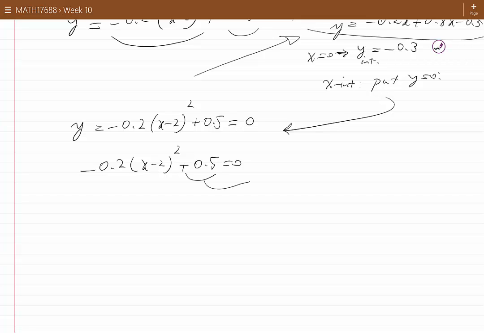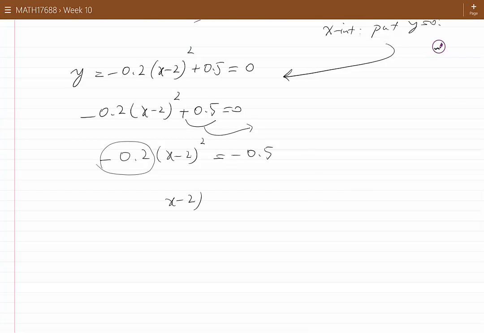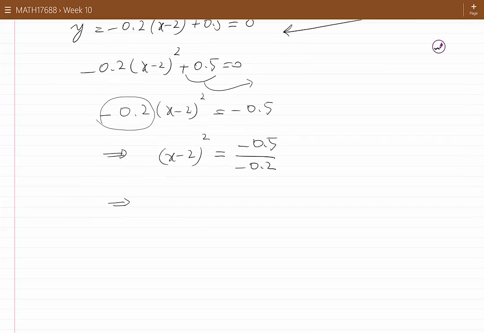Take 0.5 to the other side in order to isolate x. We would be left with minus 0.2 (x minus 2) squared on the left hand side and minus 0.5 on the right hand side. Divide both sides by minus 0.2. You would have (x minus 2) squared is equal to minus 0.5 divided by minus 0.2. The right hand side is equal to 5 over 2 or 2.5. I leave it as 5 over 2.